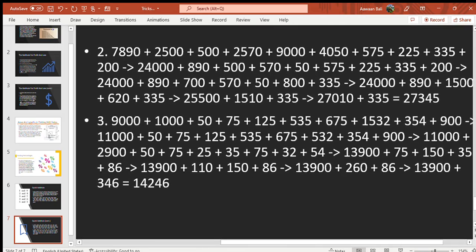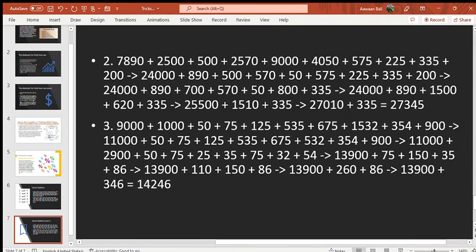Now, 9,000 plus 1,000 plus 50 plus 75 plus 125 plus 535 plus 675 plus 1,532 plus 354 plus 900. So now we can add all the thousands. You would only get 11,000, and then you would have 50, 75, 125, and all of that left. Then to get the 2,900, you would add all of the hundreds digits. So we add the 11,000 with the 2,900 to get 13,900.